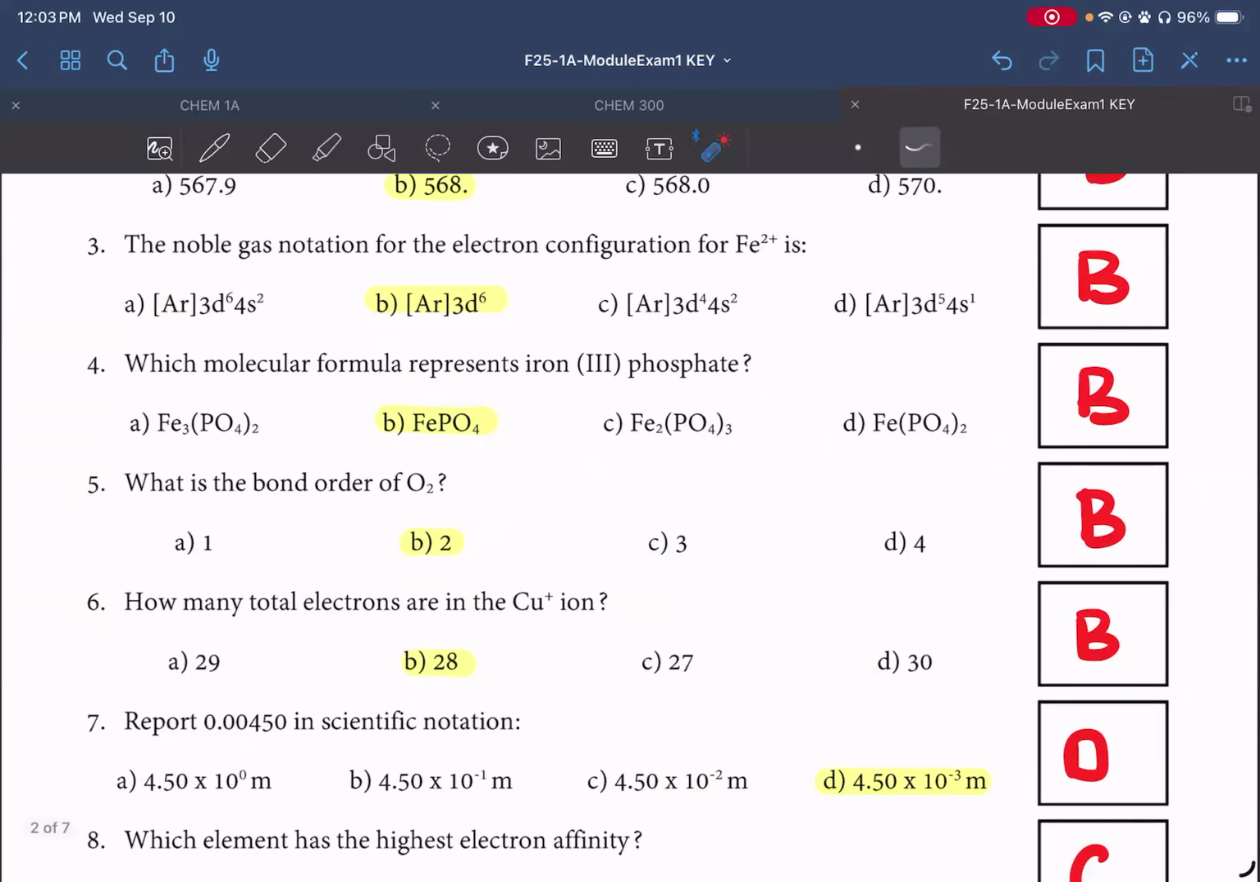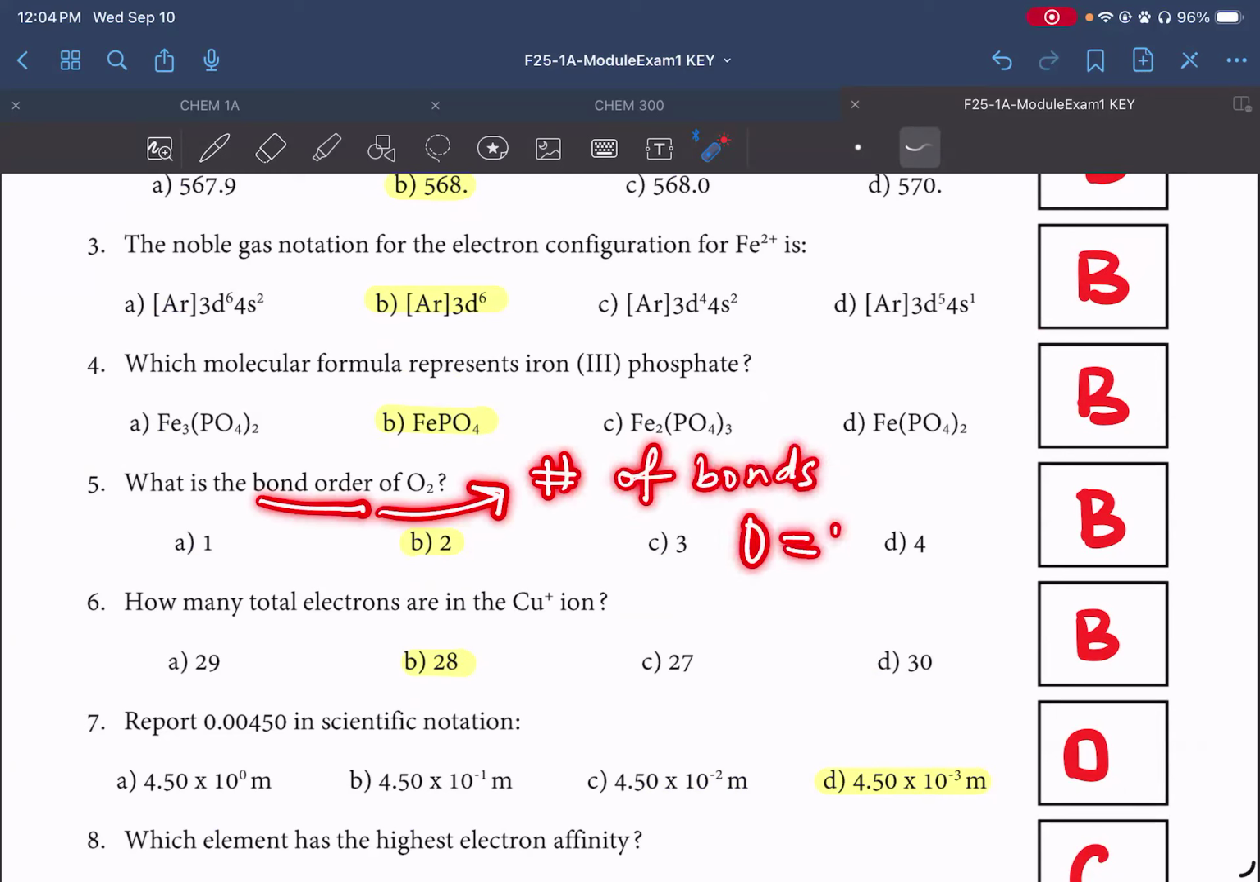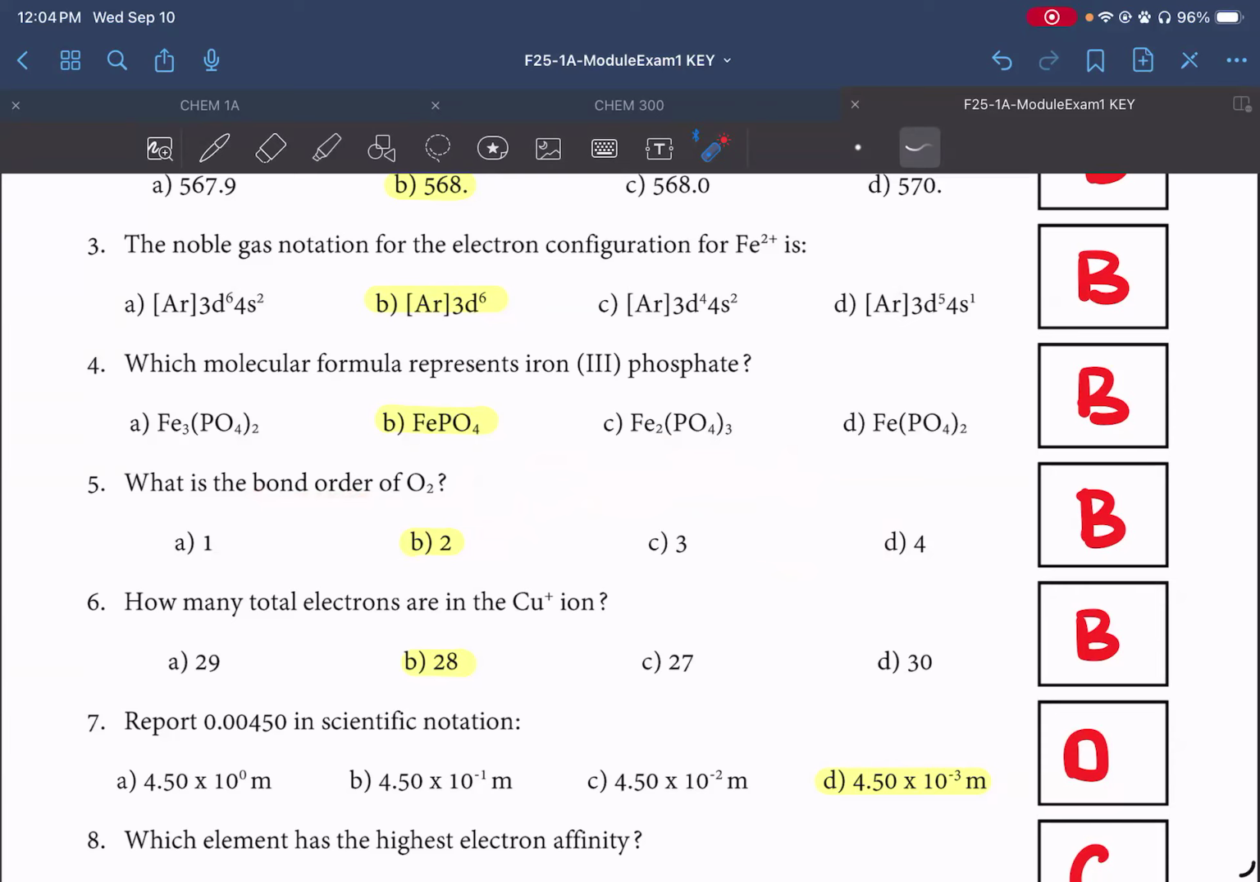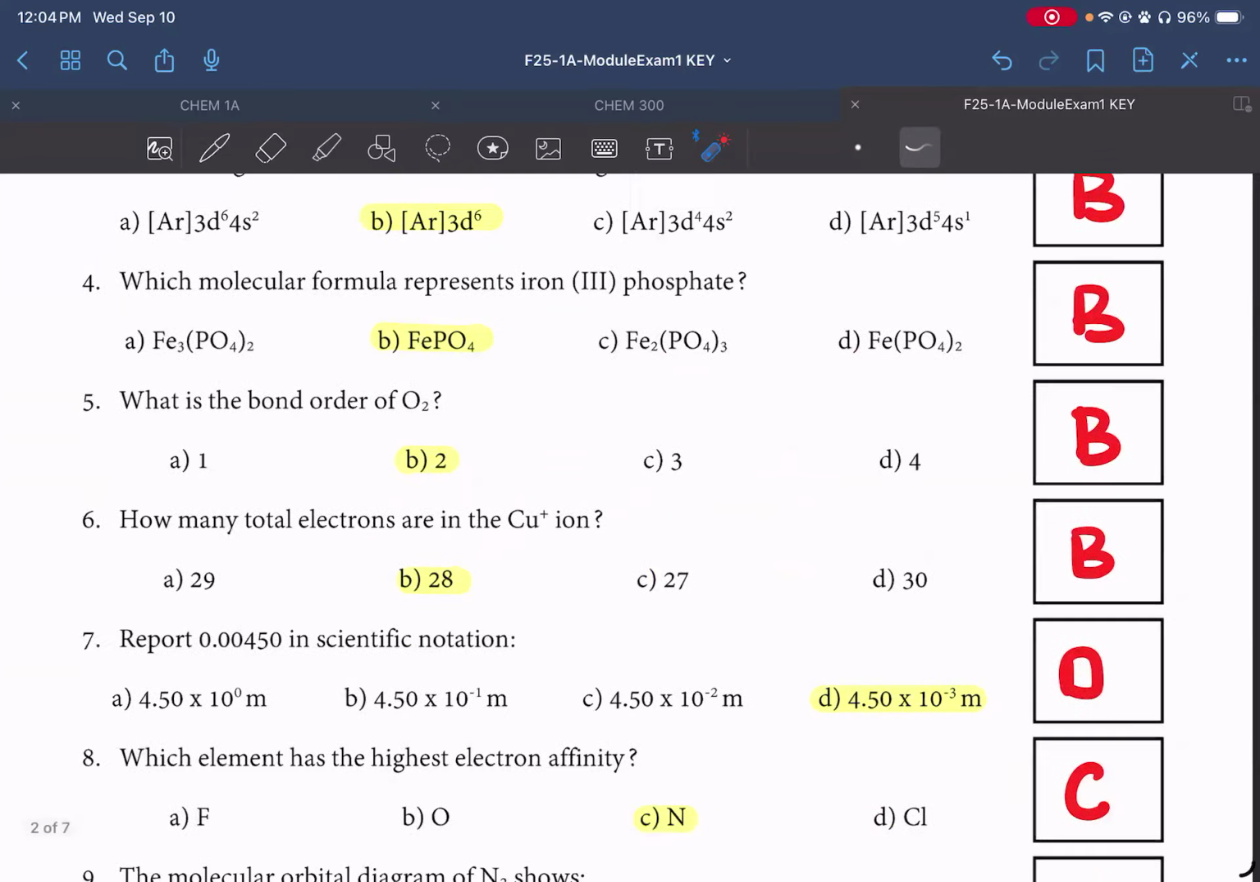Now, number 5, something I did notice during the exam was people were starting to draw those MO diagrams for oxygen to answer this question. You did not need to do that level of detail. You could have remembered that bond order is directly related to the number of bonds present. And oxygen was one of those atoms that we went through that discovered that it has a double bond. All right. So that is, of course, why the bond order is 2. You did not need to draw the MO diagram to figure it out. You could have identified that.